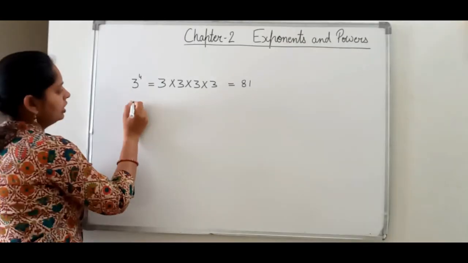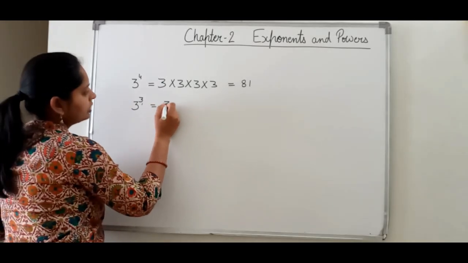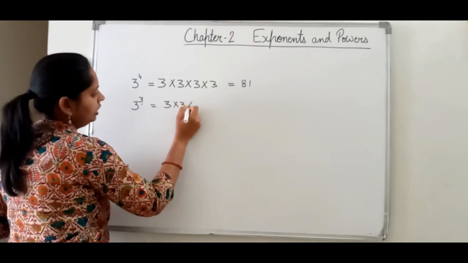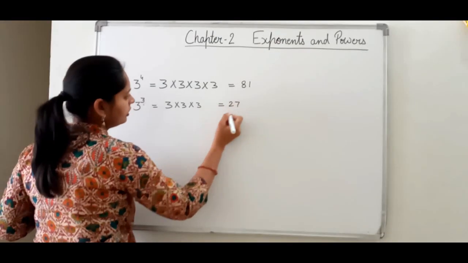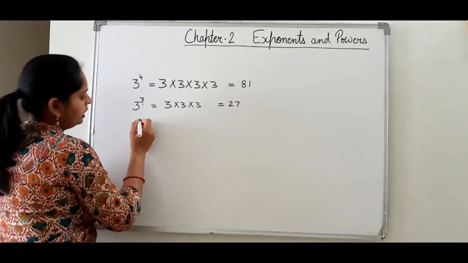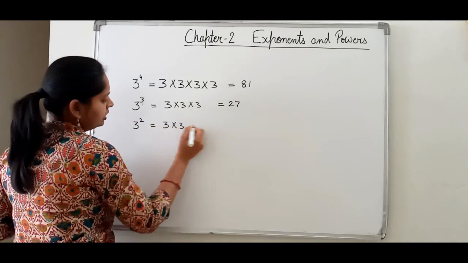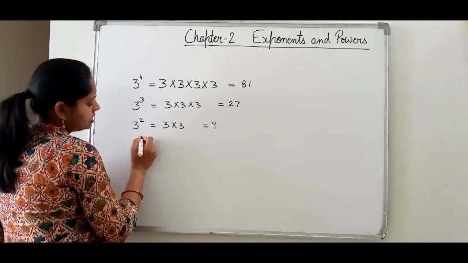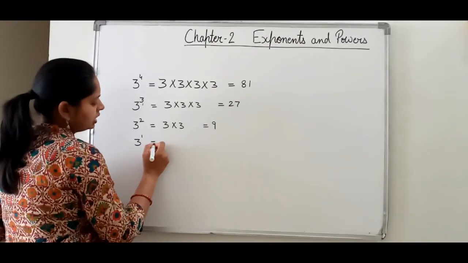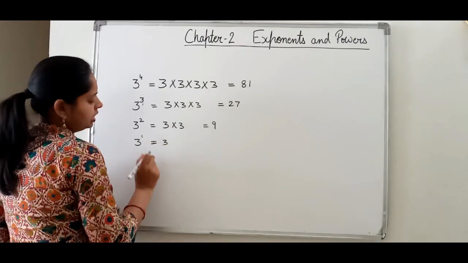Right? Again, if we talk about 3 to the power 3, then 3 into 3 into 3, that is how much? 27. Again, 3 to the power 2 is 3 into 3, that is 9, and 3 to the power 1 is only 3, which means only 3 is there, and we don't have to multiply it again with any other 3.